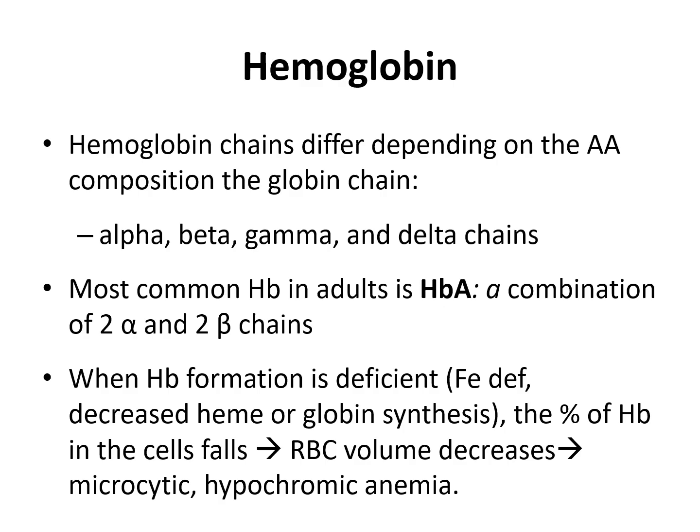Then the percent of hemoglobin in the cells falls, and hemoglobin constitutes a significant part of the volume of the red blood cell. As a result, the red blood cell volume decreases. And so the number of red blood cells decreases and their volume decreases, and that is what is known as microcytic hypochromic anemia. Microcytic because it is small, hypochromic because its color becomes pale because of the decreased redness due to hemoglobin and to heme.